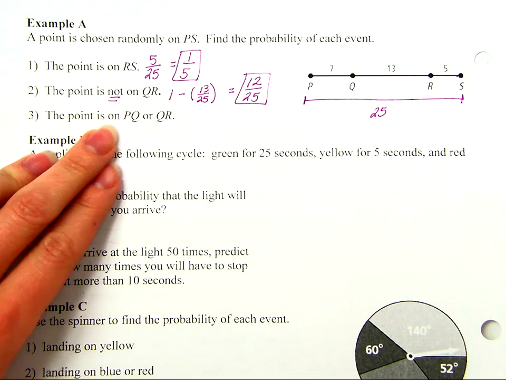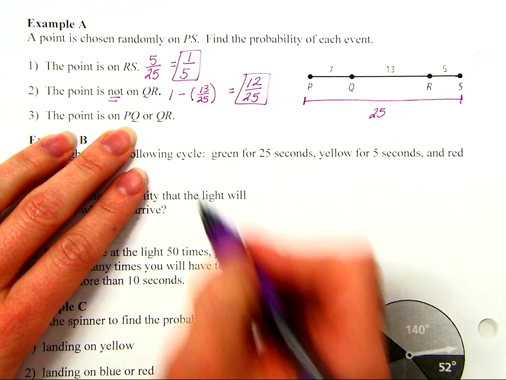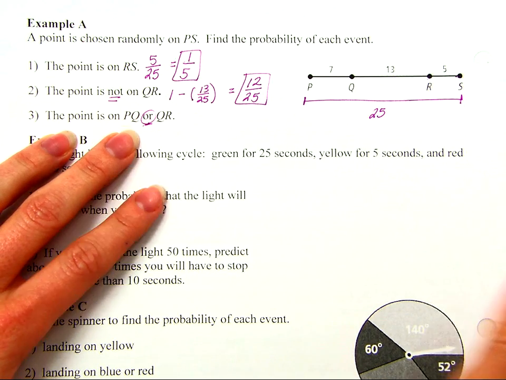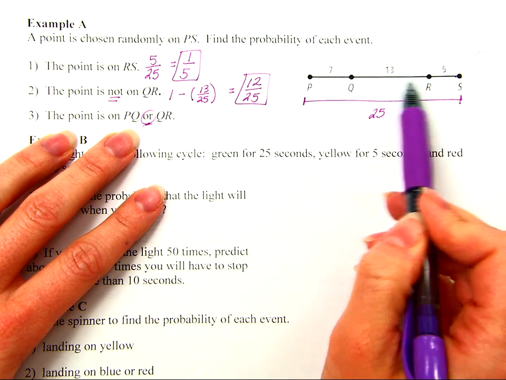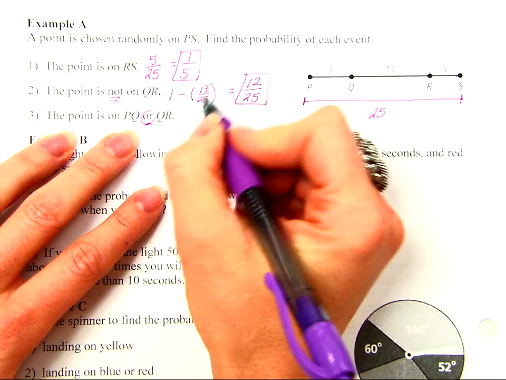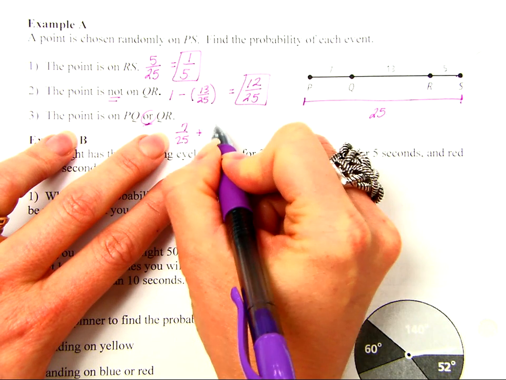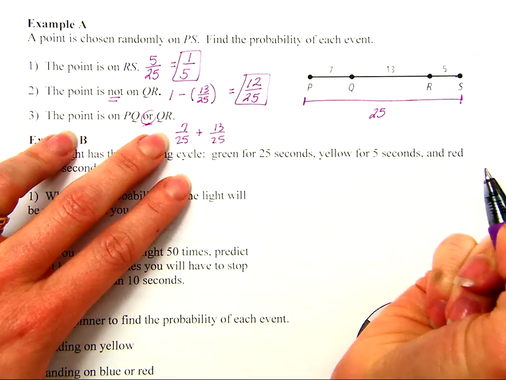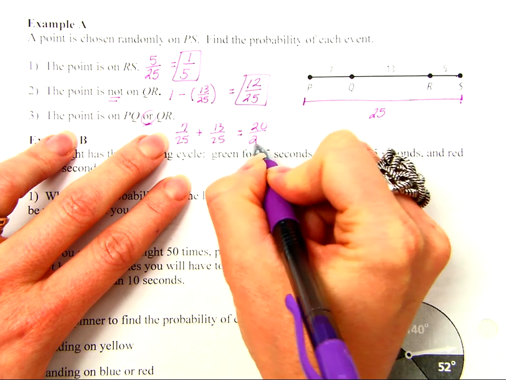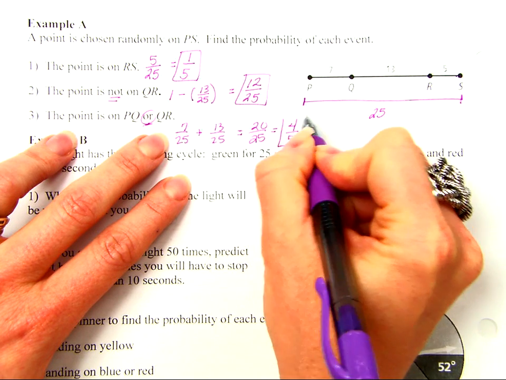Question 3, it says, what is the probability the point is on PQ or QR? So our keyword here, or, PQ or QR, it could be in any portion of this line segment. And so there, we can think about adding our two probabilities together. And in the end, 20 out of 25 would give us a probability of 4 out of 5.